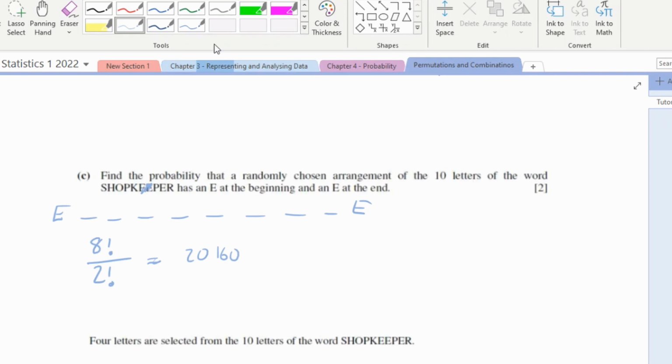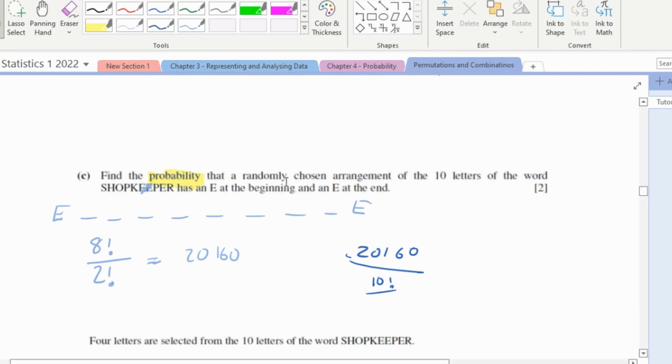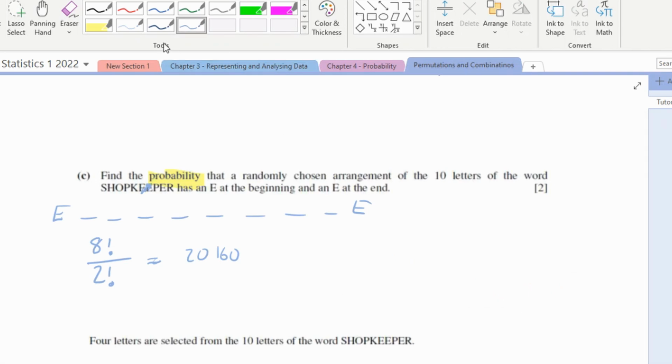And that gives us 20,160. Now, we are trying to actually find probability of this. So we need to divide that by the total number of ways, which we did in the previous question. What was it? It was 10 factorial over 3. Well, was it 10 factorial divided by 3 factorial, 2 factorial? What does that end up being? 302,400. Okay.